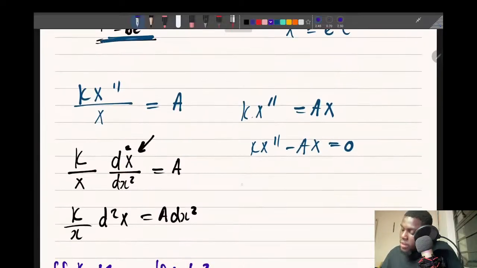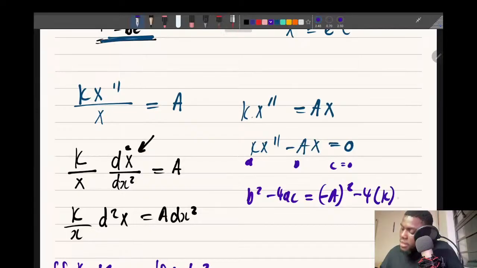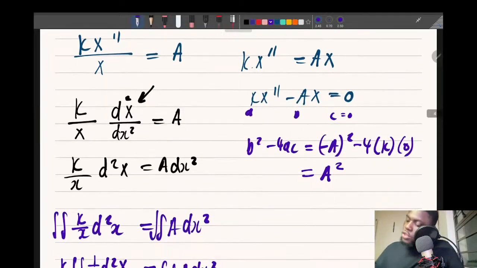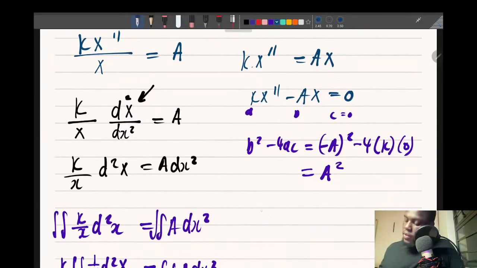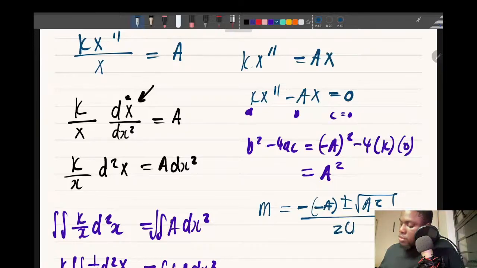So anyway, we know that this is our a and this is our b. Our c is 0. So you say b squared minus 4ac. This is going to be my b, that's negative of a, that's your b, all squared minus 4 by a, which is by k, by c, which is by 0, which is just negative a all squared is just an a squared. That's your b squared minus 4ac. So you can now say that your solutions, if you wanted m, is equal to minus of b, which is minus of negative a, then plus or minus the square root of b squared minus 4ac, which is square root of a squared, over 2 by a, which is 2 by k.